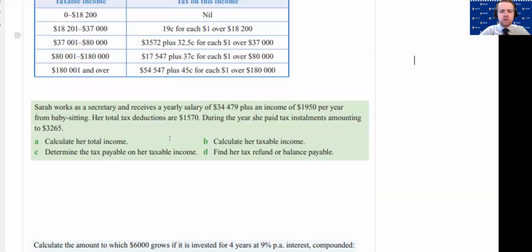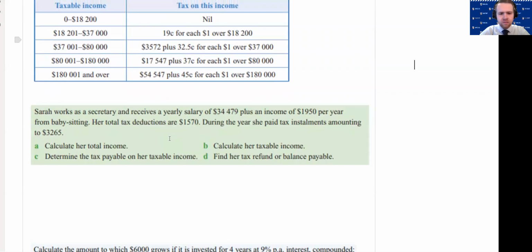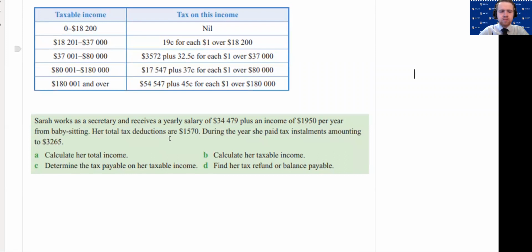Okay, so let's do a question here. First of all, we're going to find total income, and then we're going to find taxable income, and then we find her income tax, or tax payable as it is sometimes called. So in this question, we're going to look at all her income sources. She has a yearly salary and an income from babysitting, so her total income is just those two values added together.